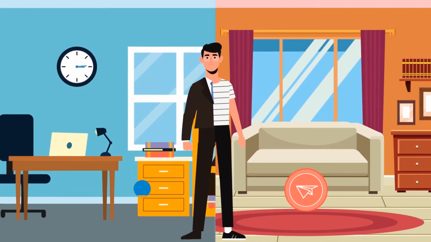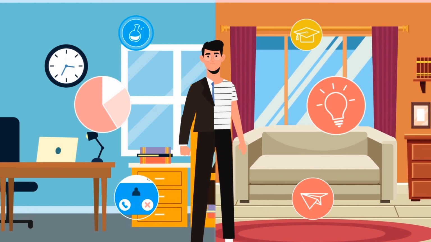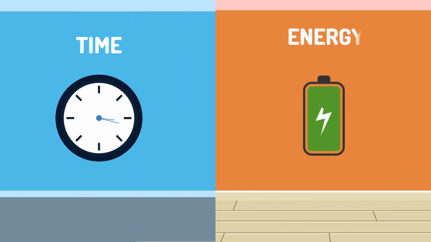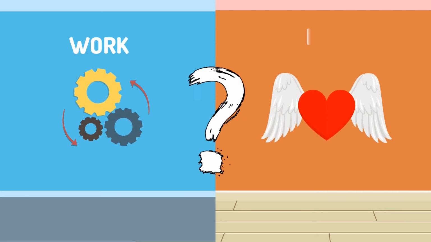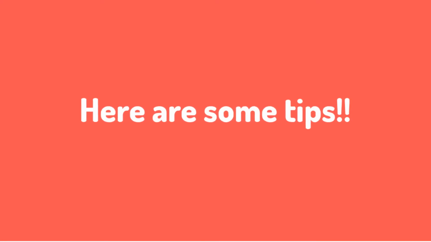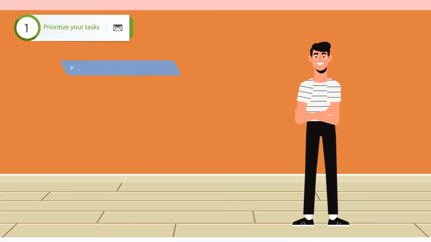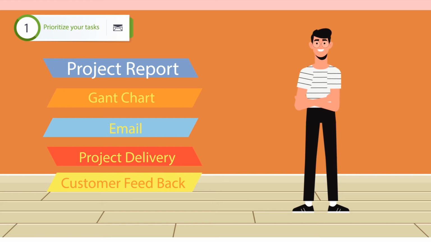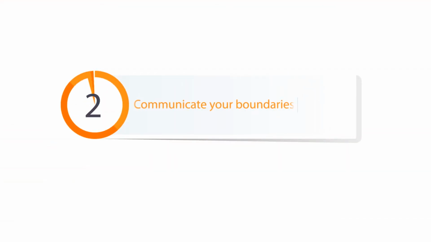Each one of us is constantly juggling between personal and professional tasks, but we have only so much time and energy. So how can we achieve work-life balance? Here are some tips. 1. Prioritize your tasks. Make a list of all the things you have to do each day and learn to prioritize your priorities.